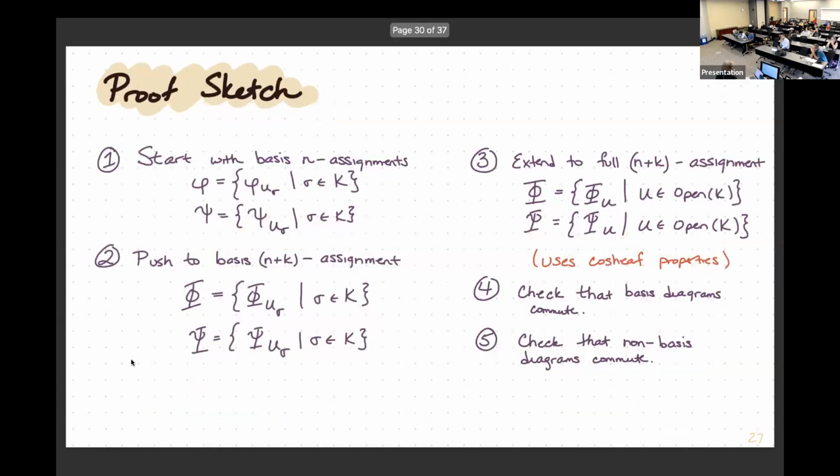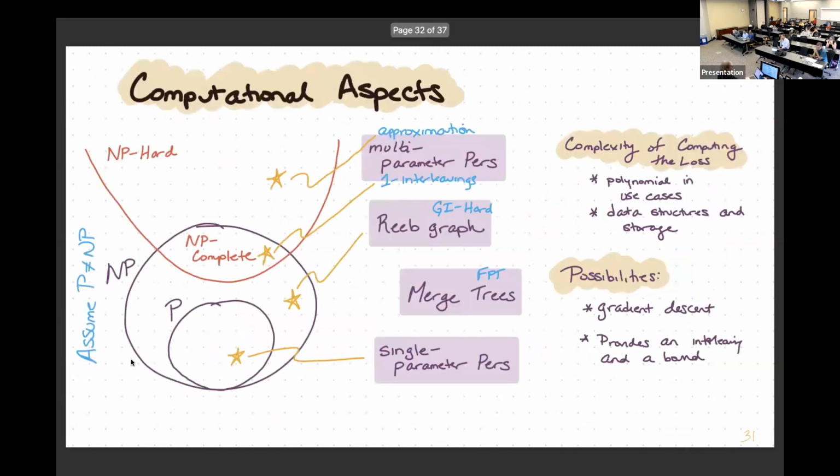Okay, so the proof sketch is very similar. We end up just extending to this. You spend a bunch of time trying to check all the basis stuff works out. But for the sake of time, let me try to say a few things really quickly. I know I'm over already.